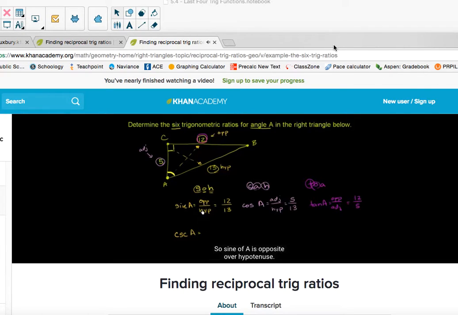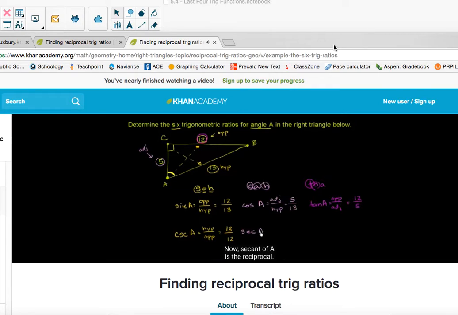So sine of A is opposite over hypotenuse. Cosecant of A is hypotenuse over opposite. And so what's the hypotenuse over the opposite? Well, the hypotenuse is 13, and the opposite side is 12. And notice 13/12 is the reciprocal of 12/13.